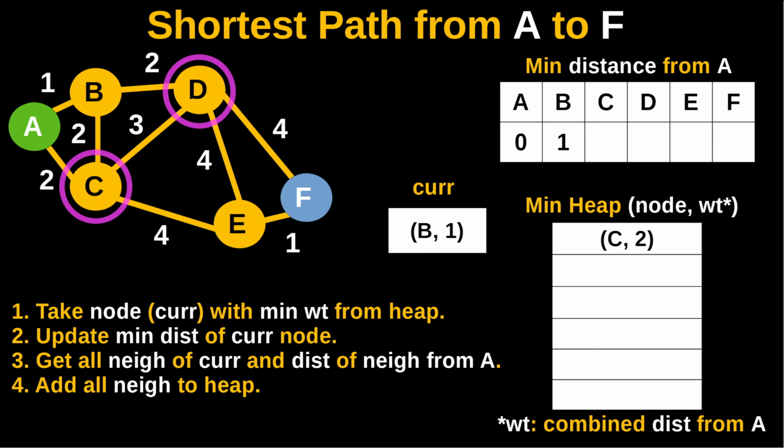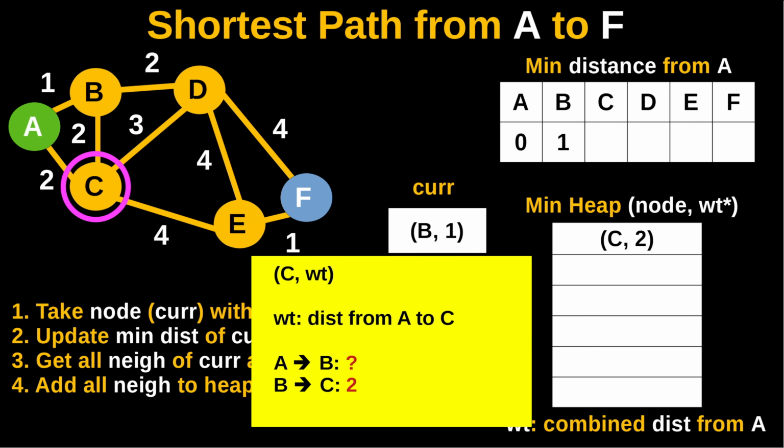We are now making a tuple for the nodes C and D. For C, we have to make a tuple with C and the weight. The weight here, as mentioned before, is the distance from the source node, in this case A, so it's the distance from A to C. The distance between A to C can be decomposed into the distance between A and B, and B to C. Now we know from looking at the graph, B to C has a weight of 2. So what's the distance between A to B?